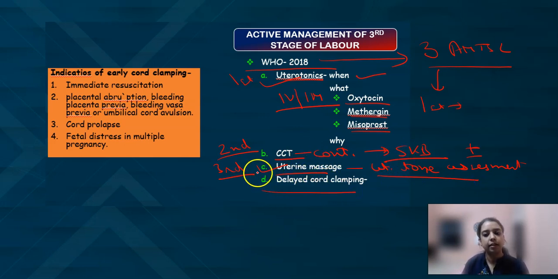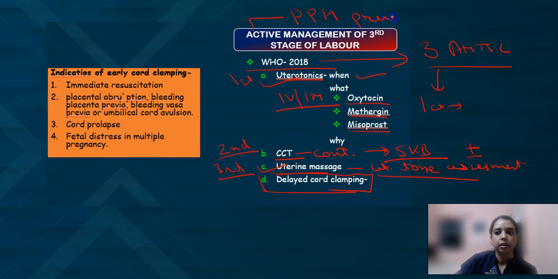The fourth step I have written, delayed cord clamping, is something you have to do in the third stage of labor. It is not a step of active management. The purpose of active management was PPH prevention, which is why these three steps were given. Delayed cord clamping as such has no role in PPH prevention. It has to be done in all patients in the third stage, but it is not part of active management of the third stage. You're getting my point. Active management includes only 1, 2 and 3.